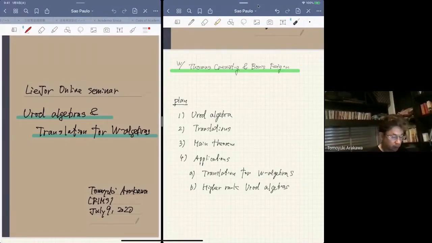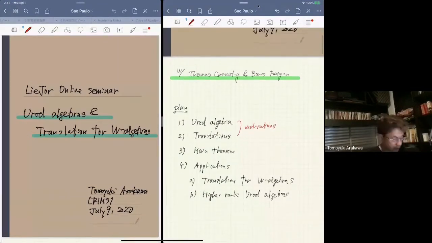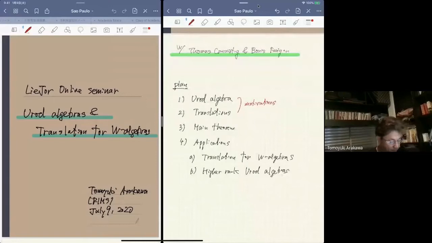So the plan of my talk is the following. I first explain what an Urod algebra is, and then I talk about translations. These are two motivations of this work, and then I explain the main theorem, and then two main applications. One is to define a translation for W-algebras, and another application is the construction of higher rank Urod algebras.